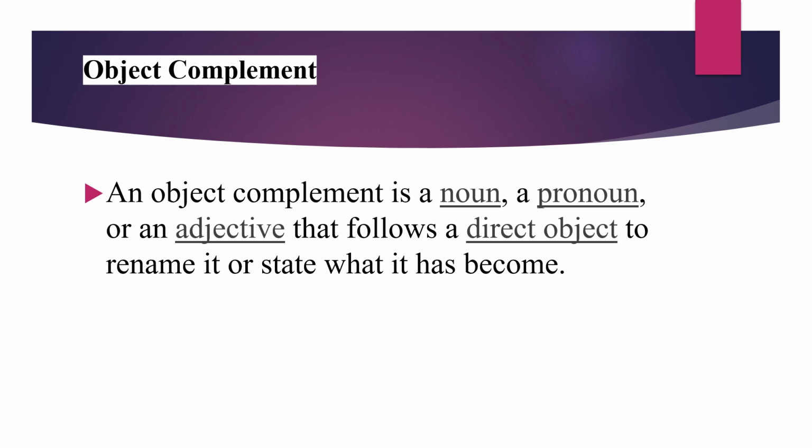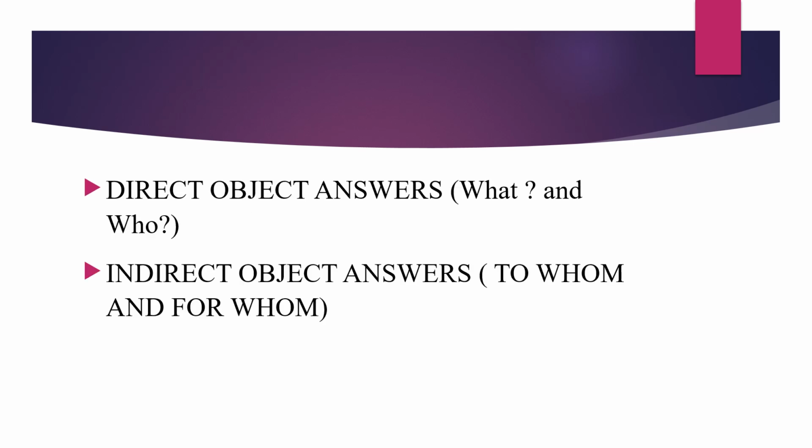So you have to keep in mind that an object complement is a noun, or it can be a pronoun, or it can be an adjective as well, that follows a direct object to rename it or state what it has become. So this is more important. A direct object answers what and who, and an indirect object answers to whom and for whom.